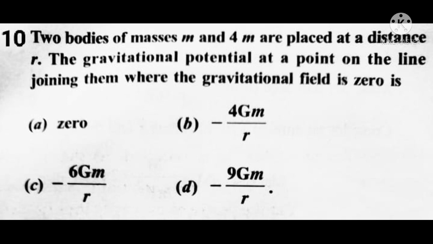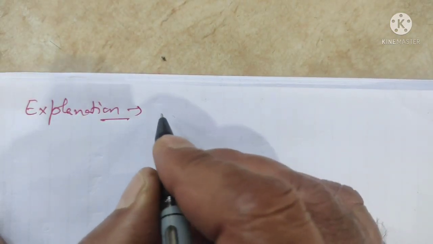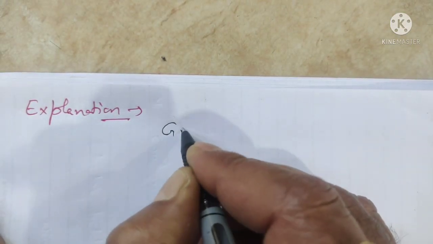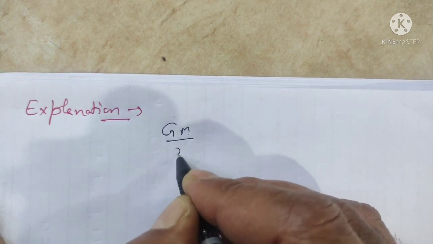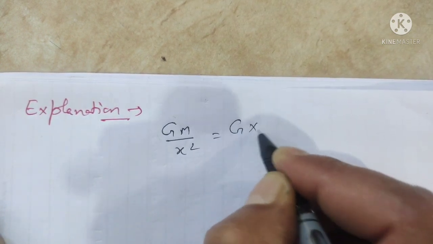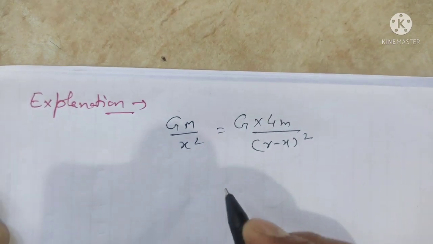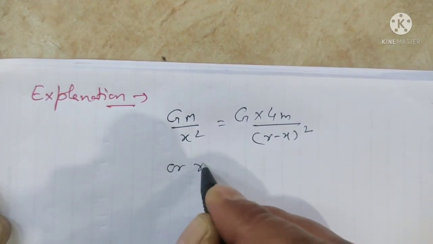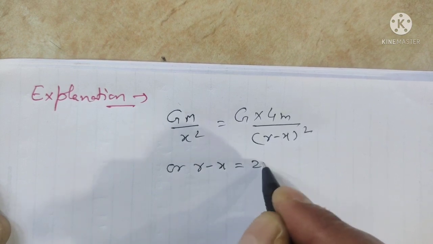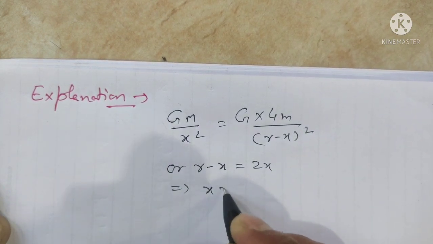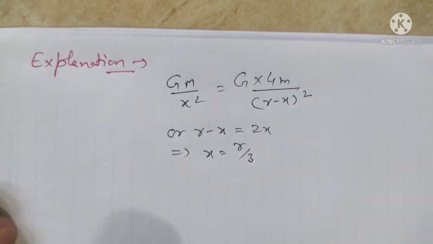So let us see how we can find gravitational potential at a point on the line joining two bodies where the gravitational field is 0. Explanation: we know that GM over x square is equal to G multiplied by 4M over (r minus x) square, or r minus x equals 2x.